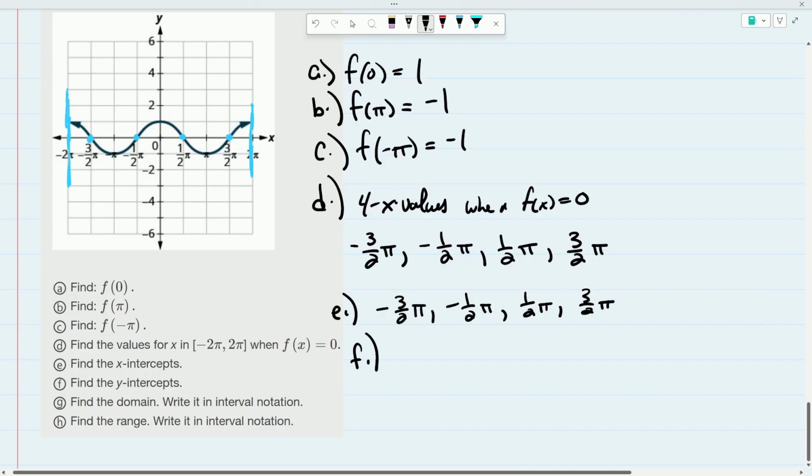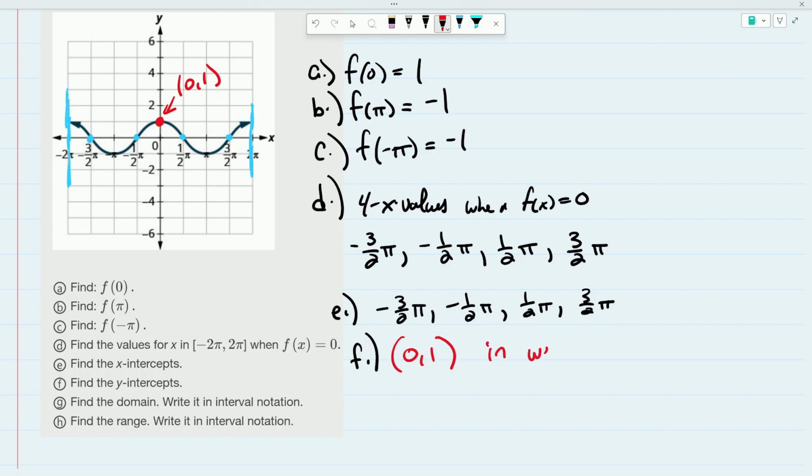Part F. Part F says, hey, find the y-intercepts. Now, that is where this graph will cross the y-axis, and that only occurs at one specific value. There it is in red, and that's going to be the point 0, 1. So what we would just write here would be 0, 1. In WebAssign, you're just going to type in the number 1, all right? Because it's going to say like y equals, I think, in WebAssign. Just be careful. Make sure you read the directions.